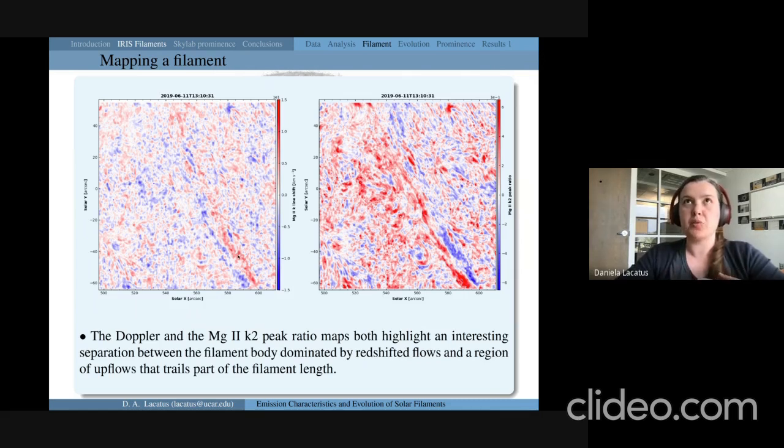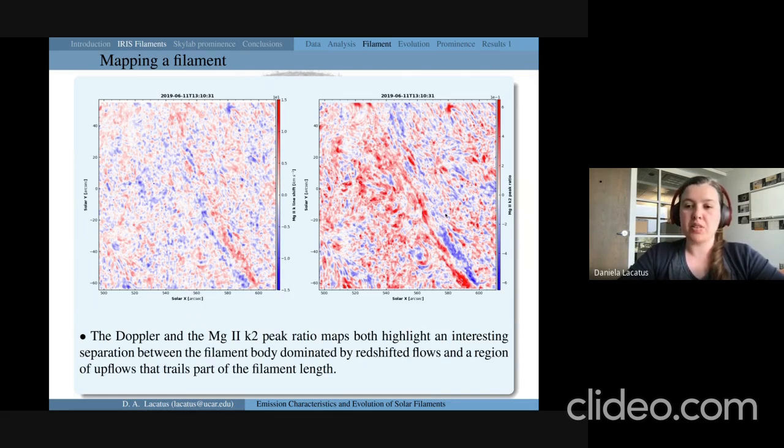But bear in mind that this is only seeing the line of sight component of the flow, and when seen in imaging observations, most of the flow is happening along the filament structure. So we have flows carrying material within the filament that have various line of sight components that dominate depending on where in the filament you are.